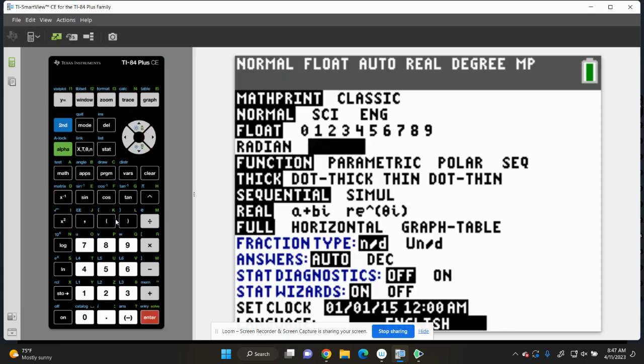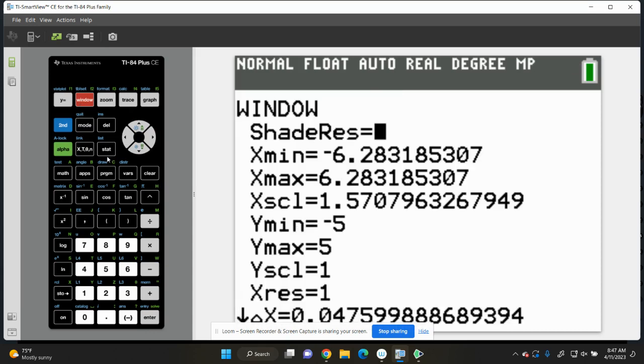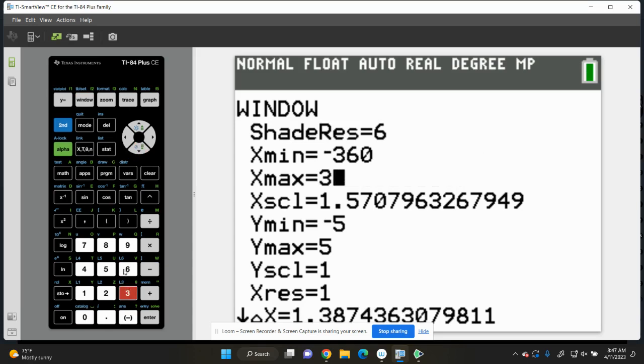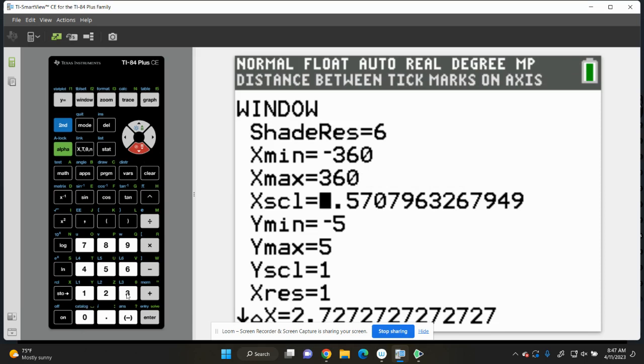If we're in degree mode, you can be in either. You just have to change your window. So I'm going to make this negative 360 to positive 360. Instead of 2 pi, we're using 360. And our scalar will be 60 degrees.